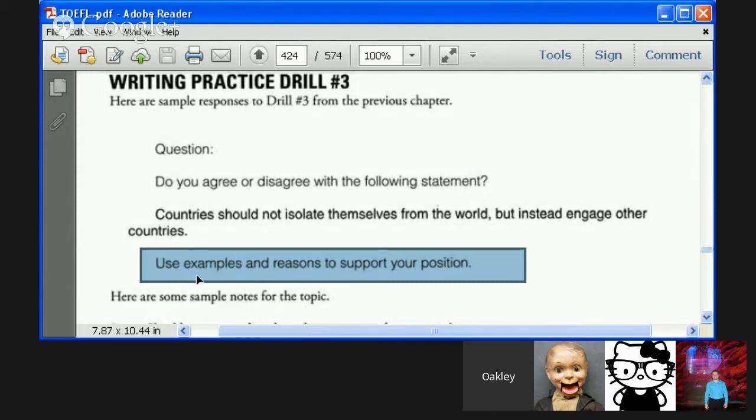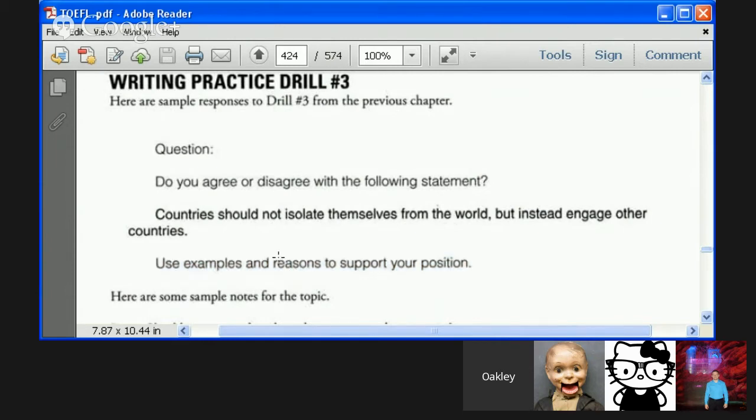So for example, use examples and reasons to support your position. Obviously, it's an opinion piece. You need to have supporting reasons. That's kind of obvious. But don't overlook the fact that they expect you to use examples in order to thoroughly and completely answer the question. Again, that is part of the question. That is part of the scoring. Okay, so there's the setup. There's the question. We know what the person is supposed to be writing about.